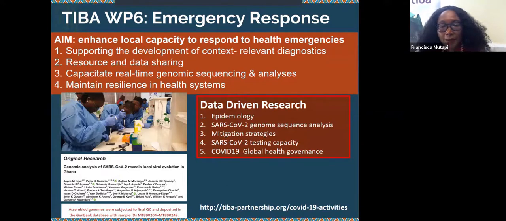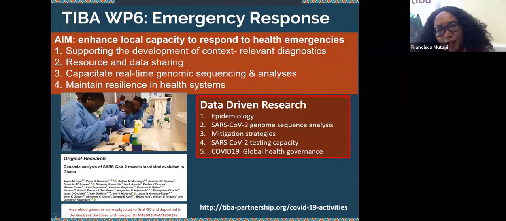really the important meat, as it were, for today's discussions. What we're doing in Edinburgh is using open data sources to look at the epidemiology of Africa's epidemic. We're looking at the genome sequencing for the African viral genomes.